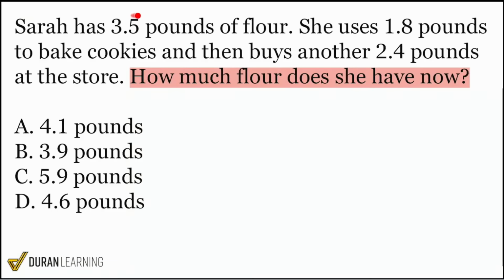Sarah has this many pounds of flour. She uses this many pounds to bake cookies and then buys another 2.4 pounds at the store. All right, everybody. So it's really not going to be about the numbers. It's going to be about what the numbers mean. So one more time. Here's our friend Sarah. She has 3.5 pounds of flour. So we're going to just treat that as 3.5 right over here.